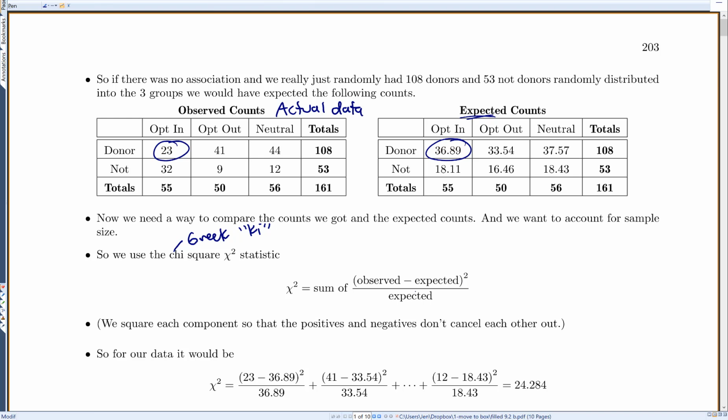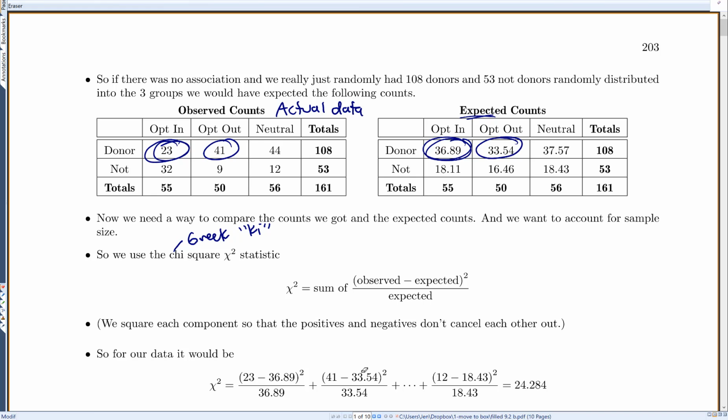Okay, so for our data, what we'd do is come up here and pick the cell which had 23 people. Then we subtract the expected count of 36.89, square it, and then divide by 36.89. Then we go to our next cell. We do 41, so that's our observed, and our expected was 33.54, so we subtract the 33.54, square it, and divide by the 33.54. So we have to do that for every cell.